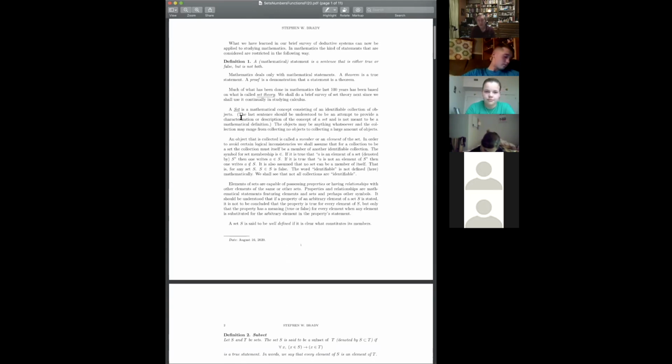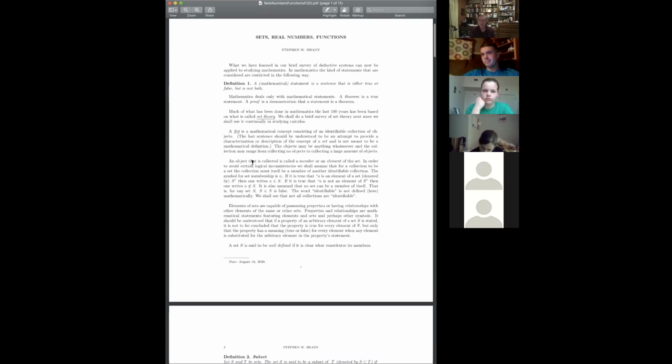Now, I'm going to kind of read this in case you haven't, but I don't like to just read to you. But I'm going to in this case because it's very important for you to get the right idea. A set is a mathematical concept consisting of an identifiable collection of objects. Now, those are not math words, those are explanatory words. So I have to try to explain it because I'm in math.